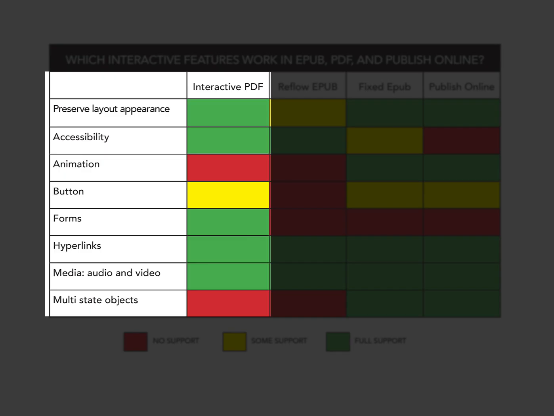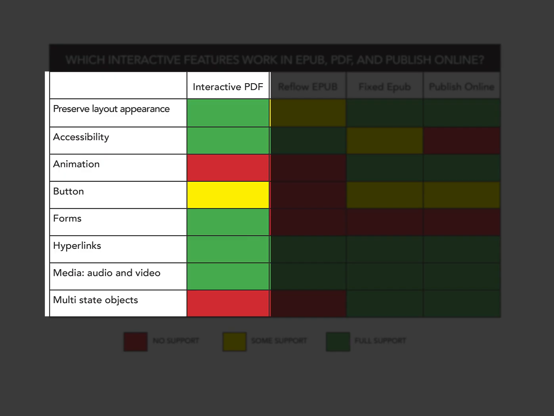You cannot do any animation on an interactive PDF, and I'll show you more of what that looks like when we go to an EPUB or online. Buttons are supported. It says some support because sometimes if you look at it in the interactive PDF on your phone or something, the buttons can be a little bit dodgy. Otherwise, that would be fully green.